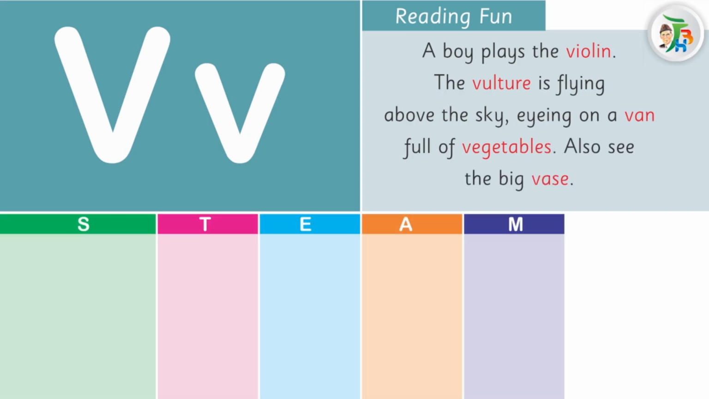STEAM activities. Let's do some fun activities together. S: Tell the students that vegetables are very useful for our health. T: Listen to the letter V by watching the video. E: Use Play-Doh to make a shape of V.